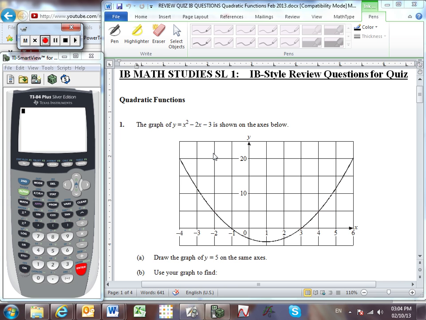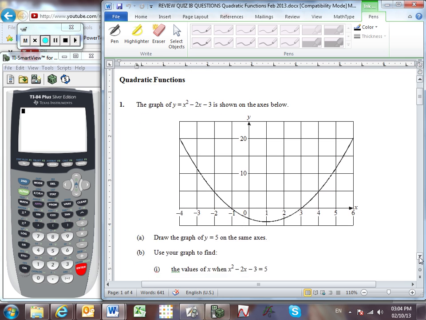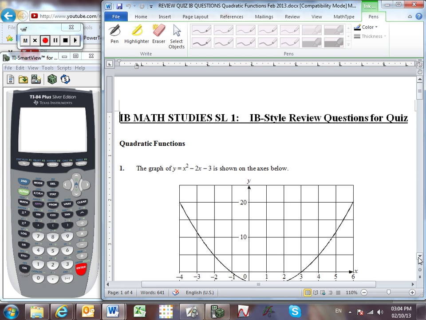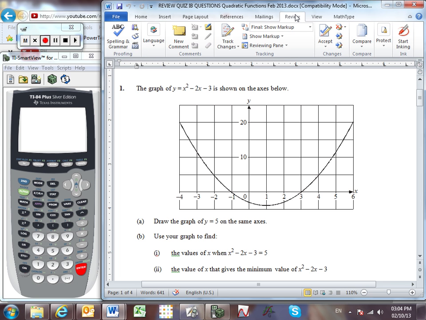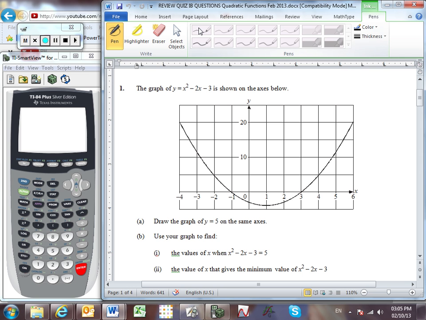So let's work on number 1. We've got a graph of a quadratic function. You can see how it forms the shape of a parabola, and it's given in standard form, y equals x squared minus 2x minus 3. Now, if you watched the video just now, I'm sure you'll remember that the negative 3 must represent the y-intercept. And so we know that we've got a y-intercept right here at negative 3.